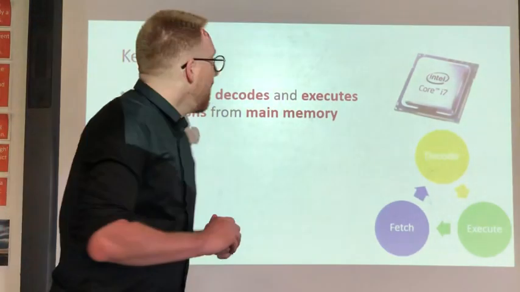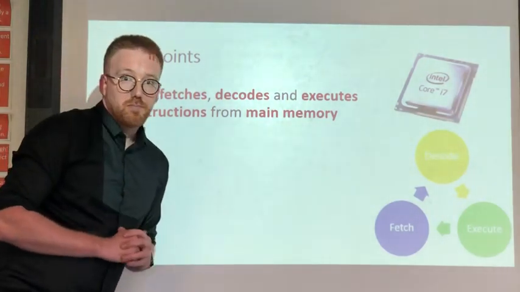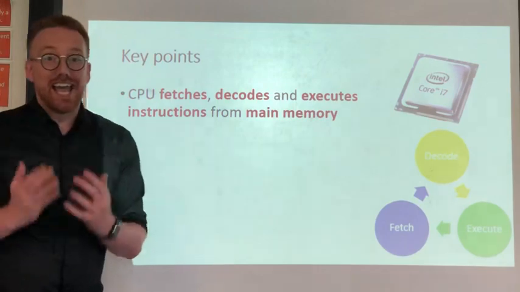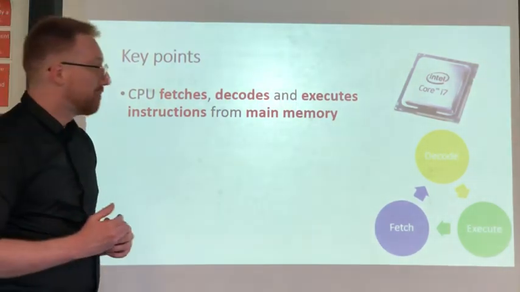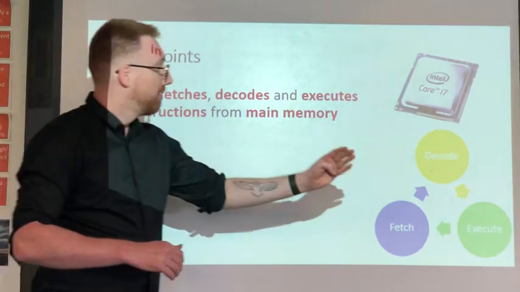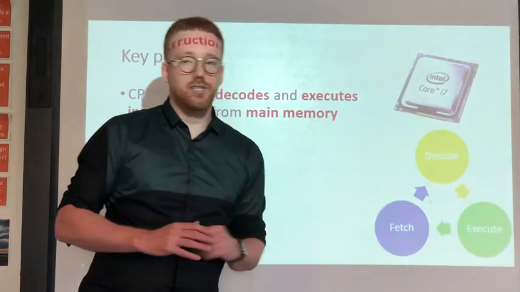So, let's summarize the key points. CPU. Its purpose, its function, is to fetch, decode, and execute instructions from main memory. It's a cycle, and that's all the CPU is ever doing. Fetching, decoding, executing. Fetching, decoding, and executing.